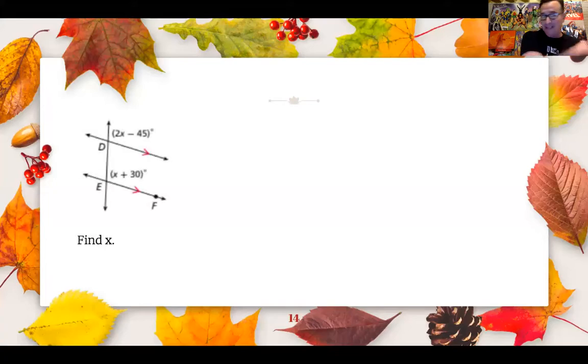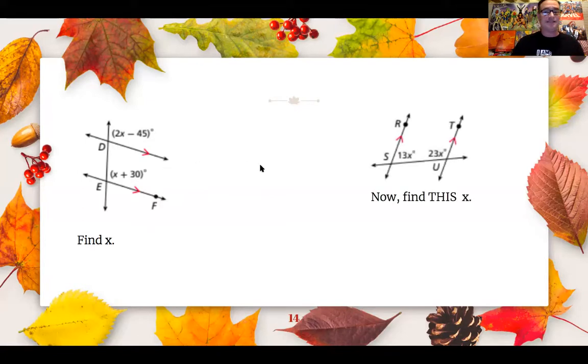Because when you're going to look at this, you're going to start and they're going to give you something like this where they say, hey, look, we've got two parallel lines. We've got to find X. And you've got to know enough about this to figure out how to do this. Now, there are going to be two problems here. They're going to look like this, find this X and find this X.